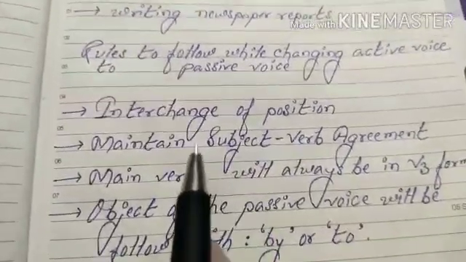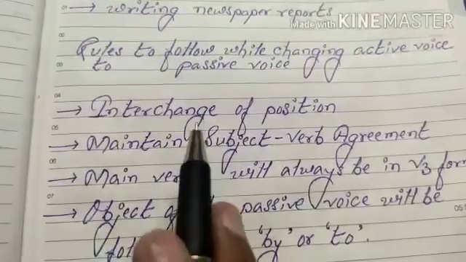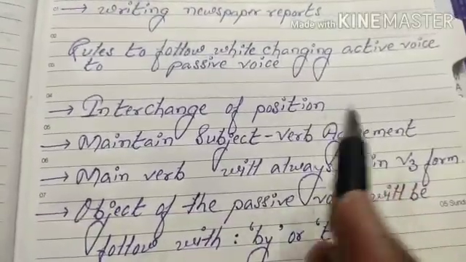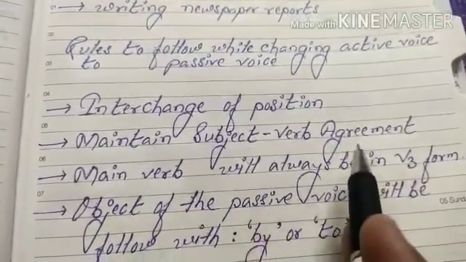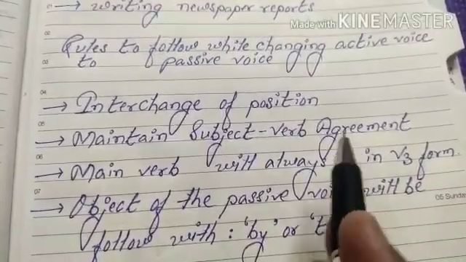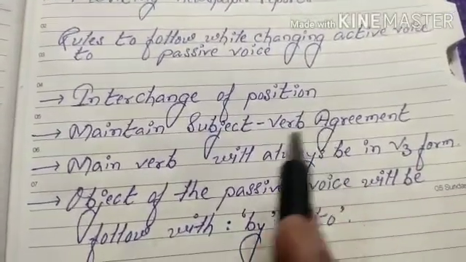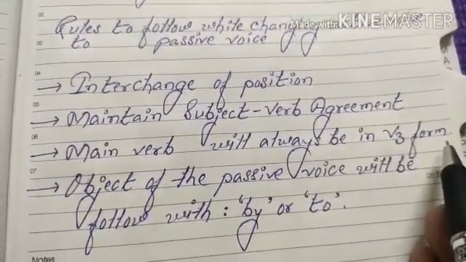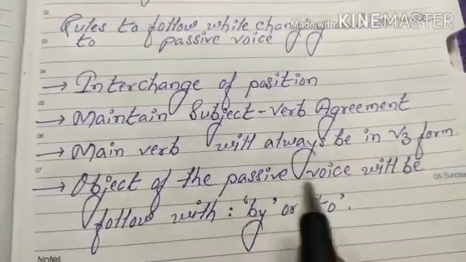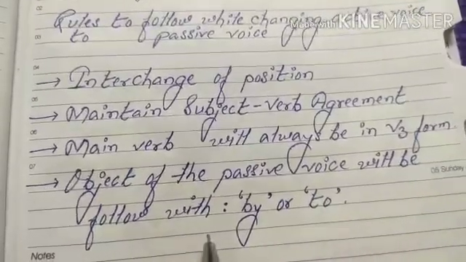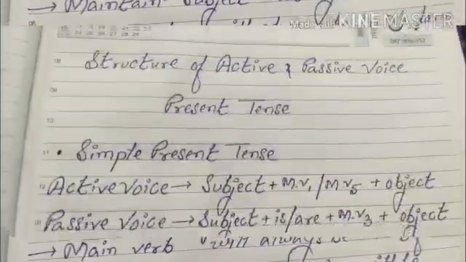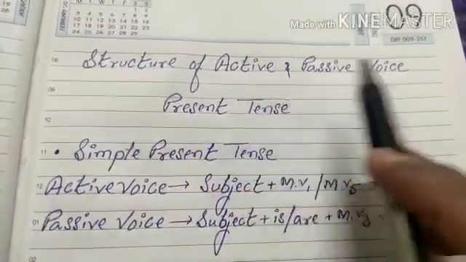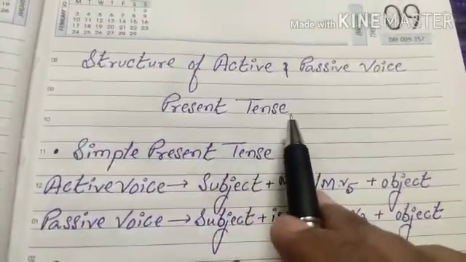These are the 4 points. Very first point is interchange of position, subject to object and object to subject. Maintain subject verb agreement, which is also known as syntax in some grammar book. Main verb will always be in V3 form. Object of the passive voice will be followed with by or to. If we move on further, we'll take a look of the structure of active and passive voice in different tenses.